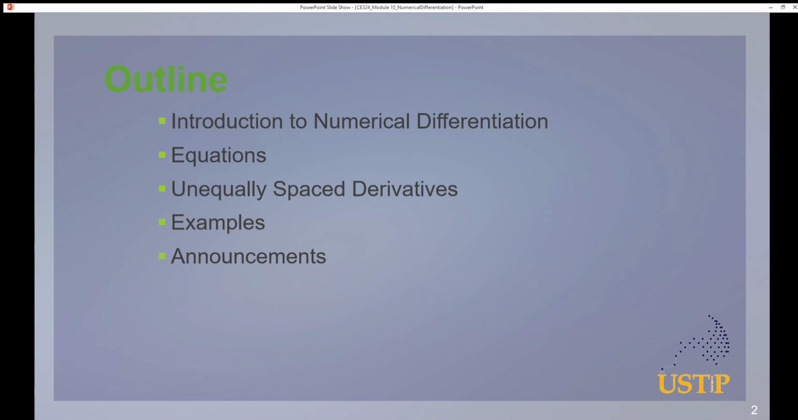But anyway, just a short outline of this presentation. This presentation will contain an introduction to numerical differentiation, the equations to be used in this, and of course, a certain topic called unequally spaced derivatives, and we're going to be discussing some examples. Announcements, I'll just make posts if I have some announcements to make. Okay?